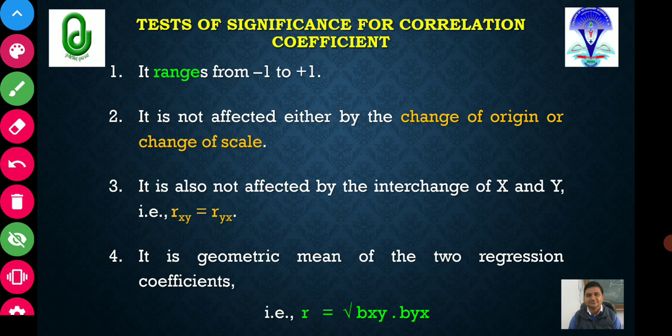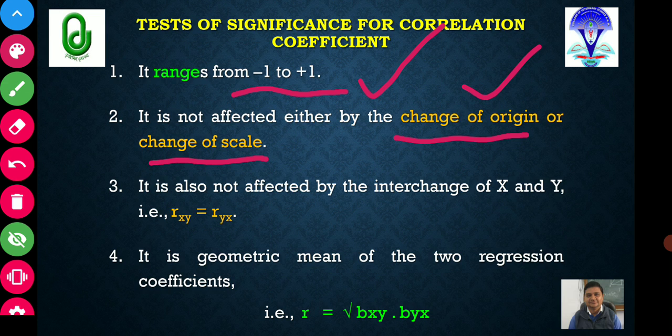Now, what are the properties of the correlation coefficient? The correlation coefficient ranges from -1 to +1. This is very important. Many times you will see this type of question in competitive examinations and your annual board examination also. It is not affected either by change of origin or change of scale. We discussed change of origin and change of scale in detail when we studied variance, so you can refer there. It is not affected by change of origin or change of scale.